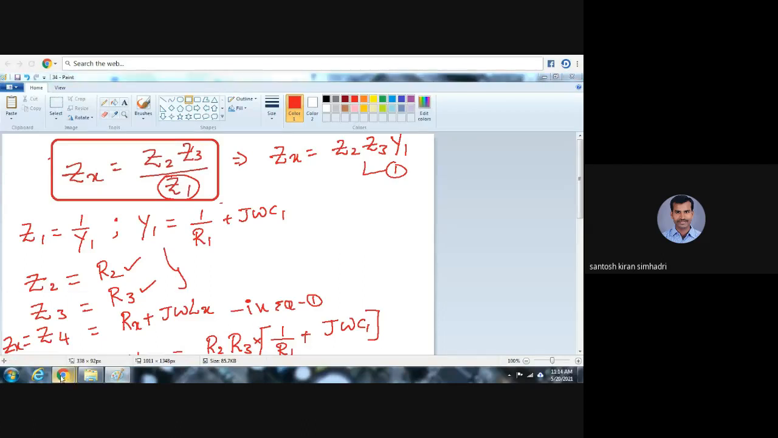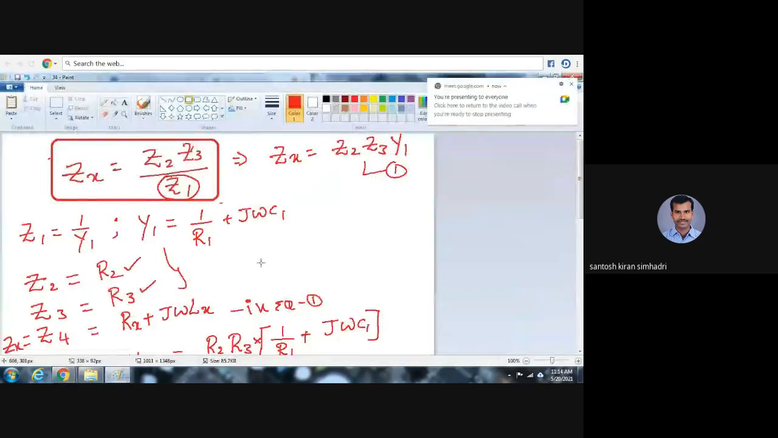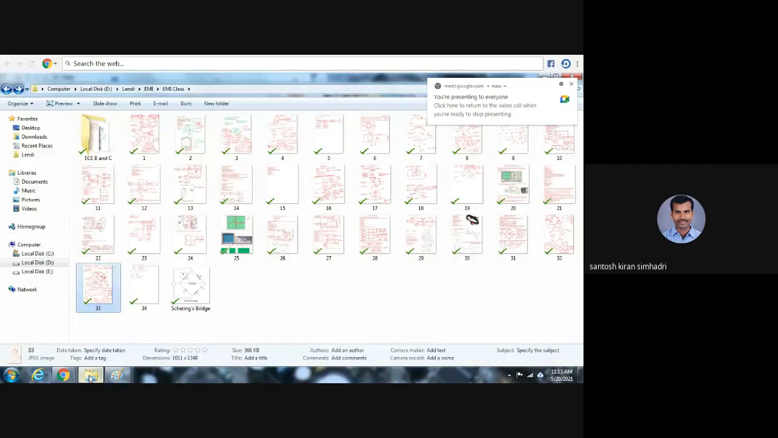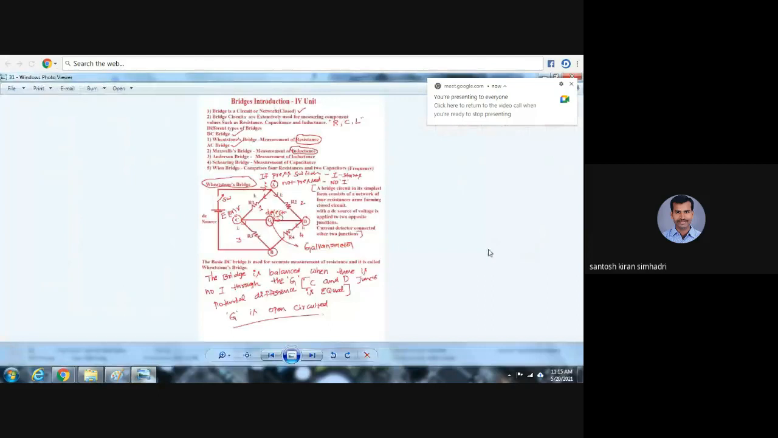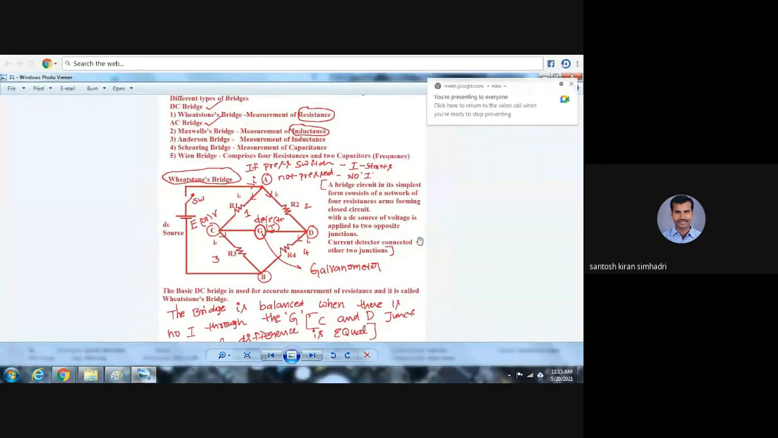Okay, now I will go with the next discussion. That is the scaling bridge. What is the scaling bridge, sir? I told you in yesterday's class, and I will show you once again. A scaling bridge is exclusively used for the measurement of capacitance. Just before going to this discussion, I will compare the three bridges.